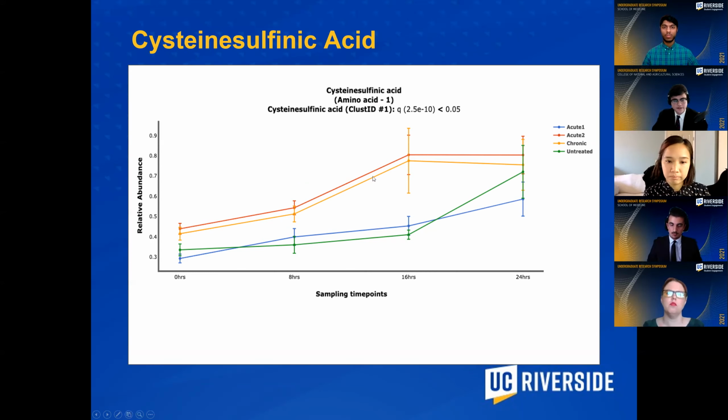The relative abundance of cysteine sulfonic acid does actually increase over time. If you pay close attention to the orange and the green lines, orange is chronic, green is untreated, we see that they are pretty opposite of each other, with the orange increasing much more. The chronic treatment shows relative abundance of cysteine sulfonic acid increasing over time, with untreated increasing at a far lower rate.